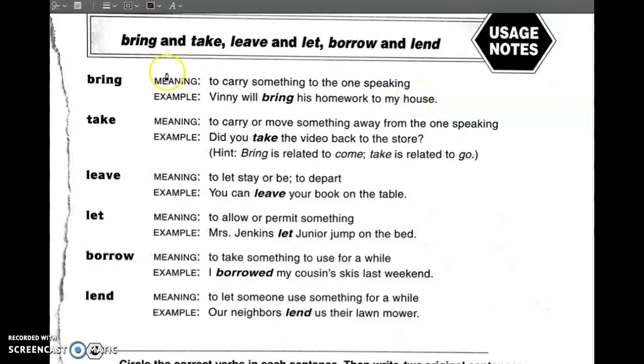Okay, that's bring. Take means to carry or move something away from the person speaking. Example, did you take the video back to the store? So the person speaking is asking if the person is going to be taking the video away from the person speaking and back to the store where it belongs. All right, hint, bring is related to come and take is related to go.